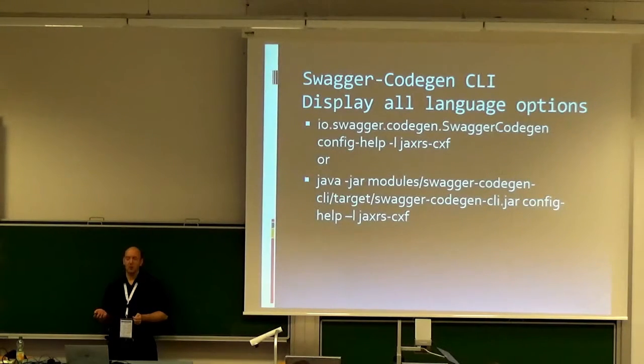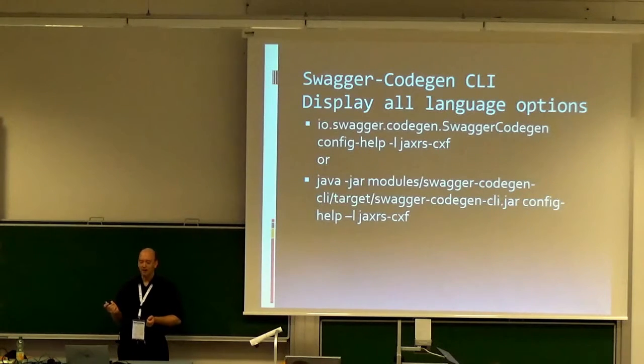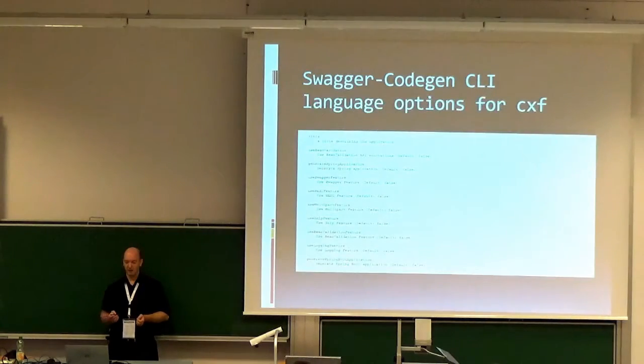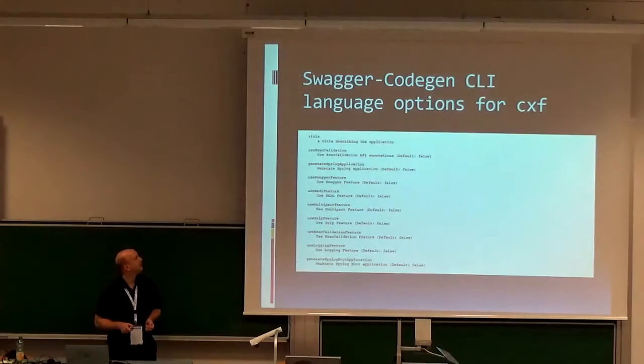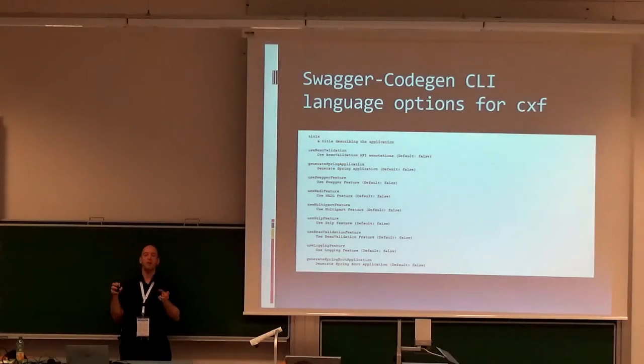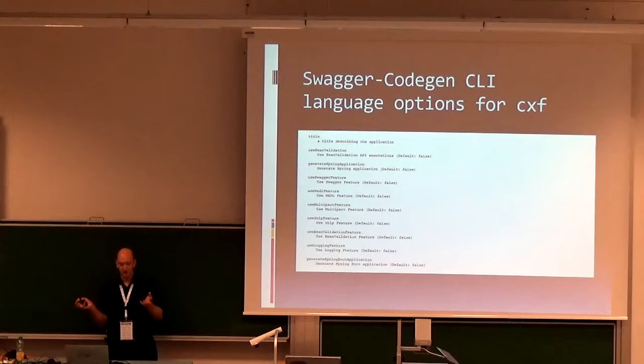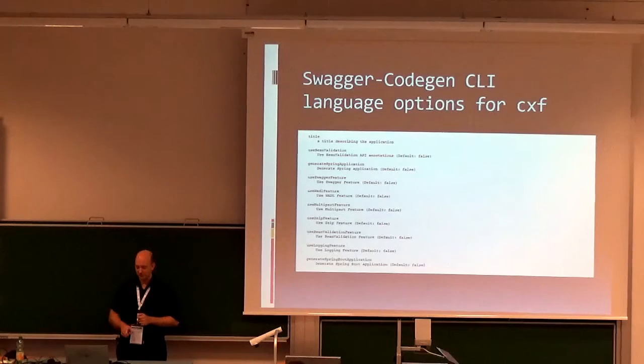If you want to know all the options the language of Swagger-Codegen provides, there's the config help command, and it will simply print out all the configuration options you have for the language generator. So here, for example, we have a switch to generate the Spring application, use the Swagger feature, use the Wadle feature, so you can fine-tune what you need and add the right switches.